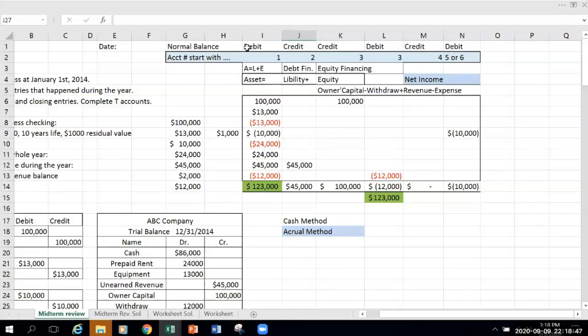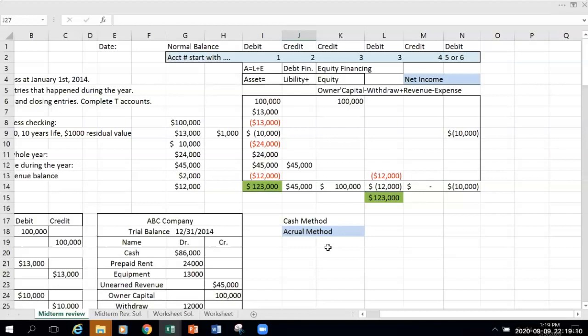That means if you debit, let's say, asset goes up. If you debit expense, it goes up. If you debit withdraw, it goes up. If you credit revenue, it goes up. If you credit equity, owner's capital goes up. Same thing, if you credit liability, it goes up.